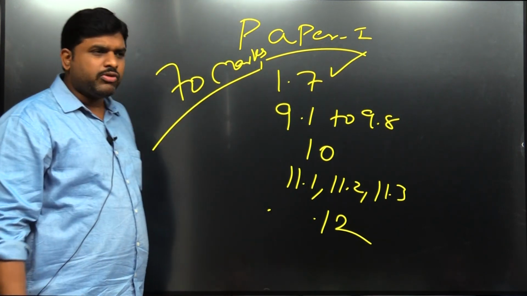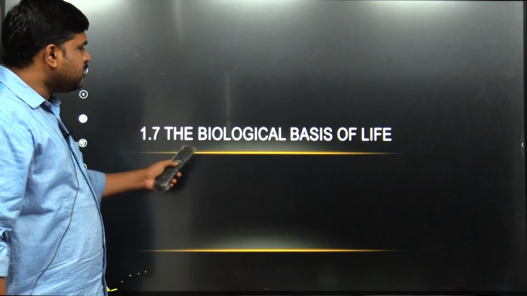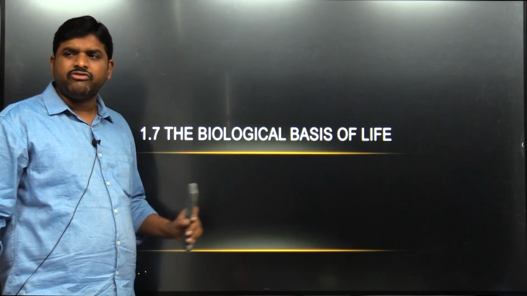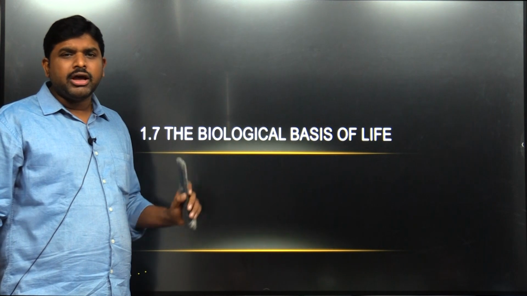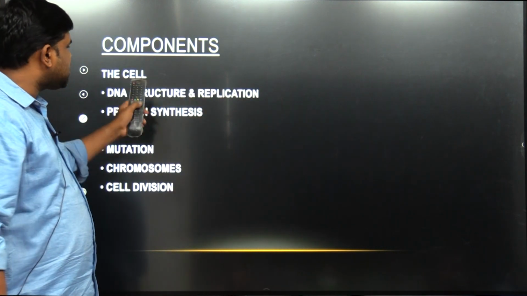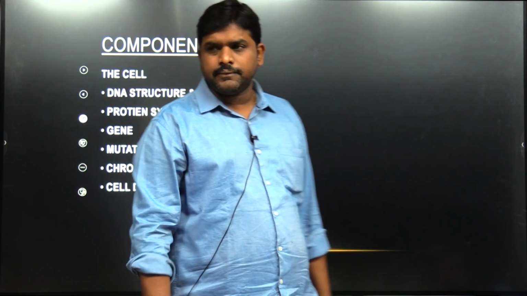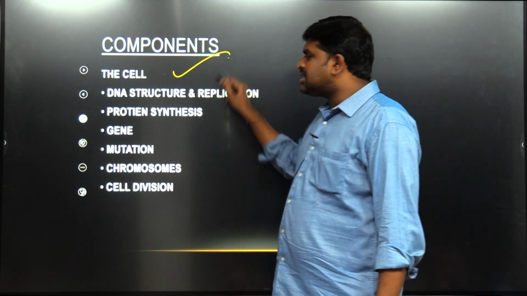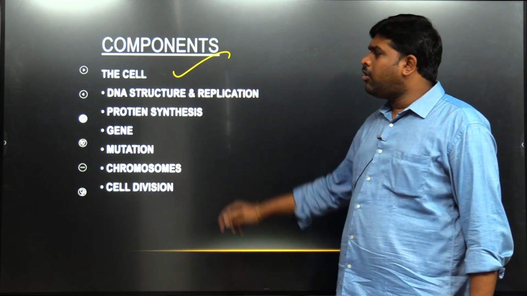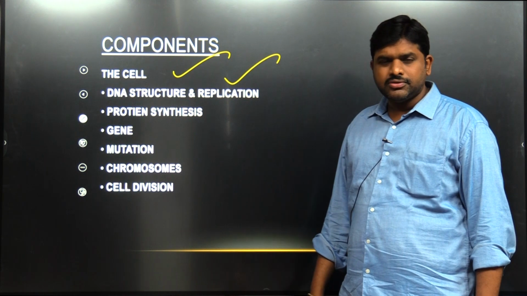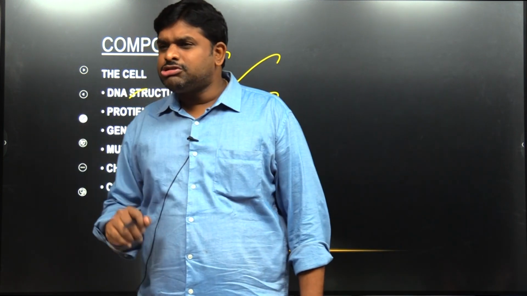In 1.7, which is called the biological basis of life, these are the things present in the syllabus. It is about the cell. It is about DNA structure and DNA replication. What is DNA? There are also structures of the cell.